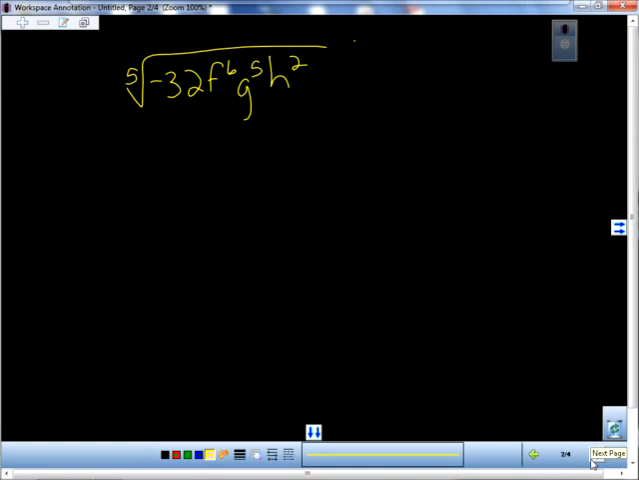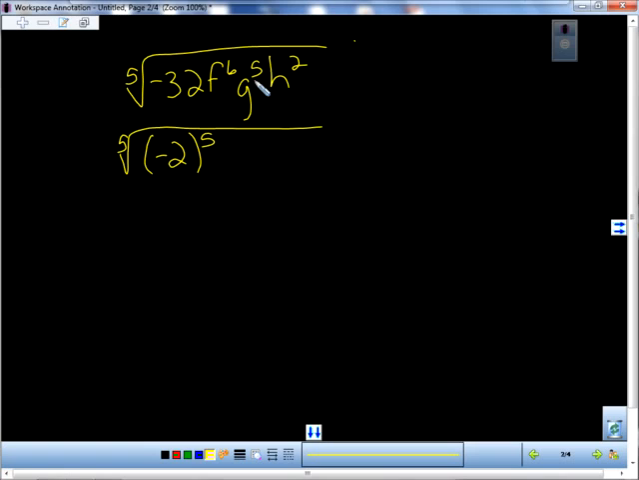Let's do this one. Is there a number out there that we could take times itself 5 times to get to negative 32? No. Are you sure? Yeah. Negative 2, right? So I have the 5th root of negative 2 to the 5th power. Negative 2 times negative 2 times negative 2 times negative 2 times negative 2 is negative 32.